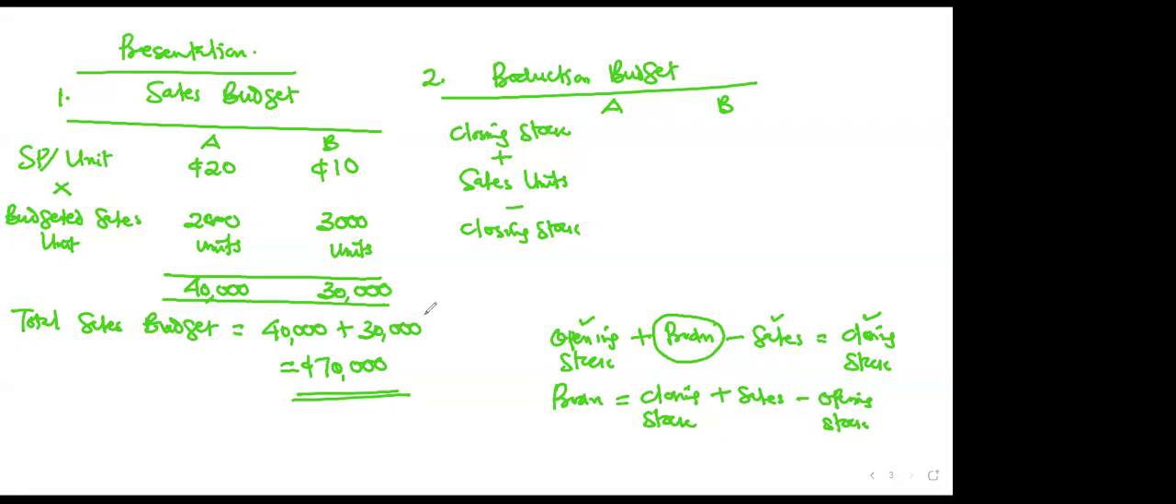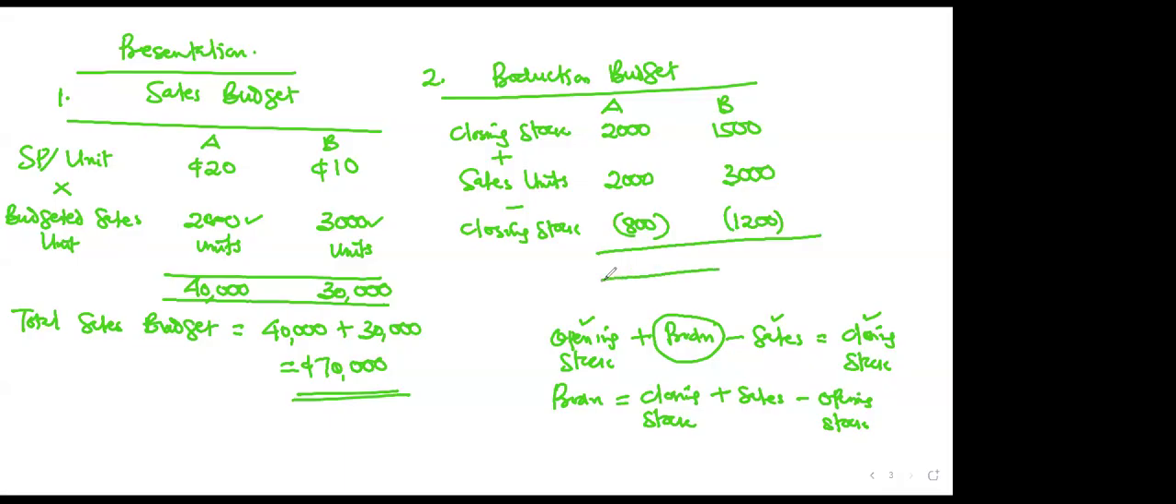Exactly. So the closing stock, assuming the question has given you 2,000 units here, 1,500 units here, you put them down. Now, sales units, where are our sales units? They are here, 2,000 and 3,000. Take a look at the sales budget. Can you see the sales units? Yes, 2,000 and then 3,000. Then the closing stock, the question will give it to us. Maybe the question gives us here 800 and then let's say 1,200. Now you can aggregate all this together and get a production.